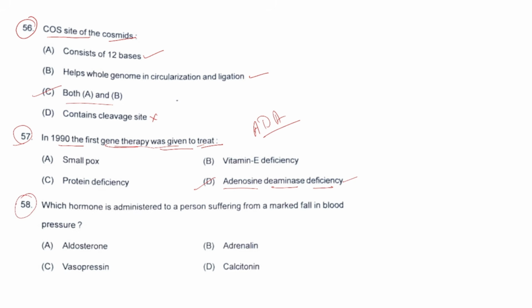Next, question number 58. Which hormone is administered to a person suffering from a marked fall in blood pressure? So which hormone is given when blood pressure is decreasing? The right answer for this will be option B, that is adrenaline. As you know, adrenaline is also known as epinephrine. It is released during emergency as a stress response. Adrenaline is responsible for increase in heart rate, vasoconstriction, and rise in blood pressure. So this is helpful for this purpose. So option B will be the right answer.